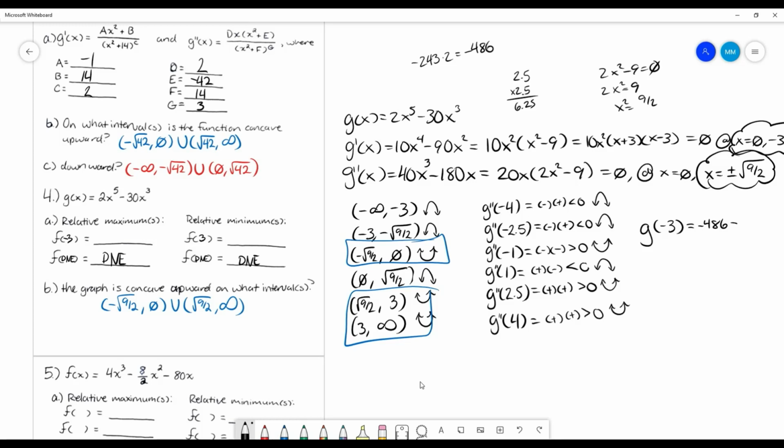-486 minus -3 cubed is a -27 times 30, is going to be -810, but that's minus, so it's plus 810. 810 minus 486 is 324. And now for g of 3, it's going to be a positive 243 times 2 which is positive 486, and a -810. So this could be the same thing but negative.